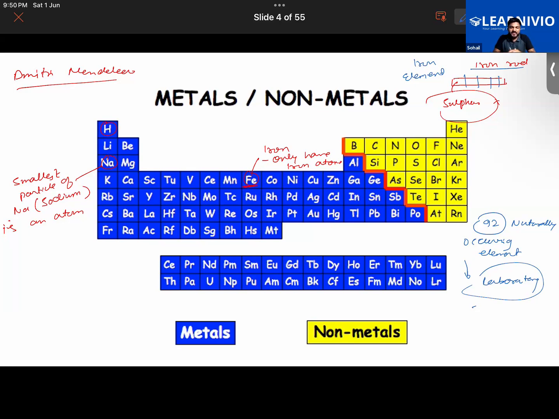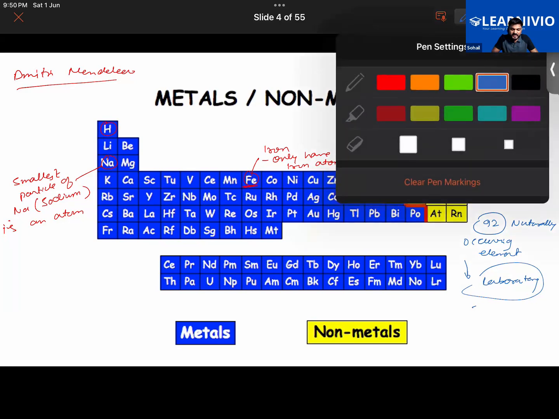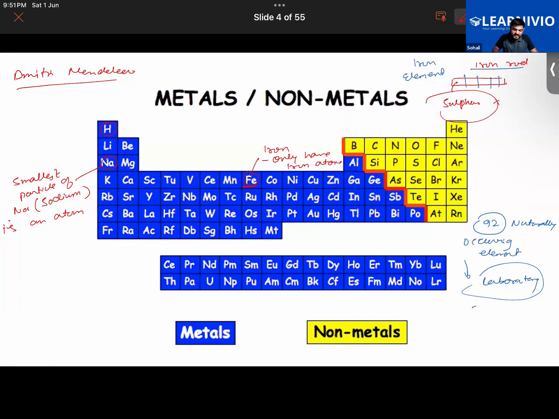Then let us understand metals and non-metals. Here in this image, you can see the ones that are shaded blue. They are all metals. If you count them, you will find that out of 118, 93 of them are metals. Hope you are getting it.